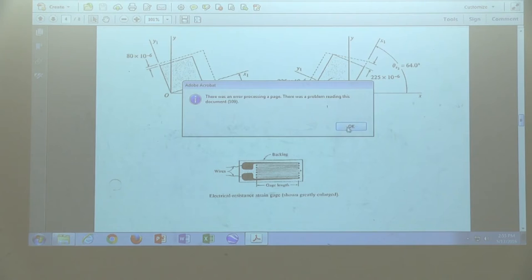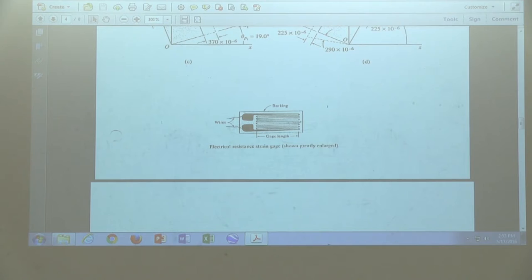This is the picture of the gauge. Everybody see that? The gauge has lots of wire here. You see how long this wire is? And it goes to the end here. Some of you have taken the lab. You know what I am talking about.